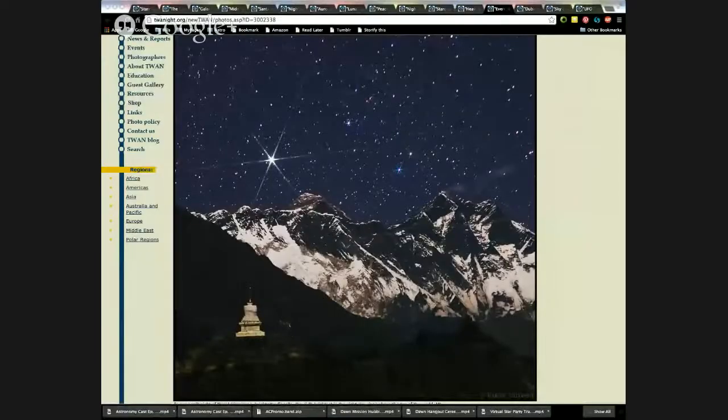Here's one of them. I was trying to find it as you were going. This is also again in the Himalayas.